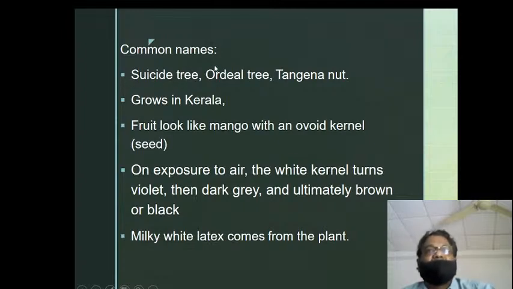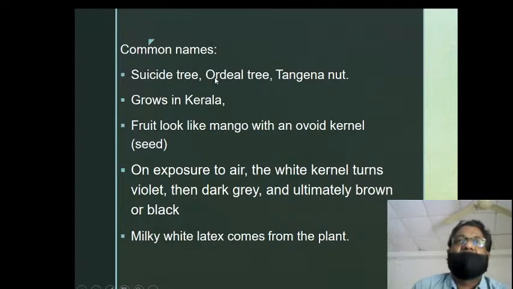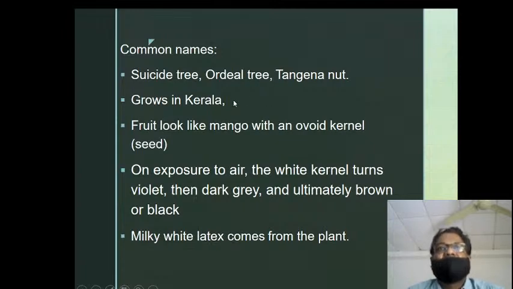Suicide tree or pong-pong tree, or othalanga, most commonly grows in the coastal regions, and it grows in Kerala. So that's why they consume this for suicidal purposes, and that is why it is named the suicide tree. It grows as a very tall tree. A very important point to remember is the fruit looks like a mango, with an ovoid kernel seed.